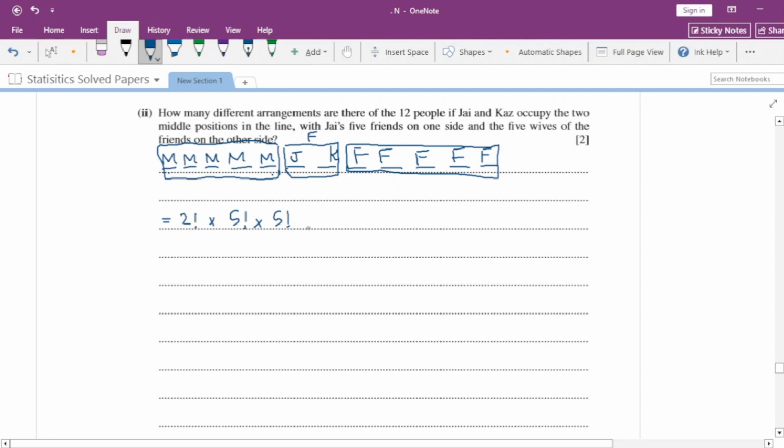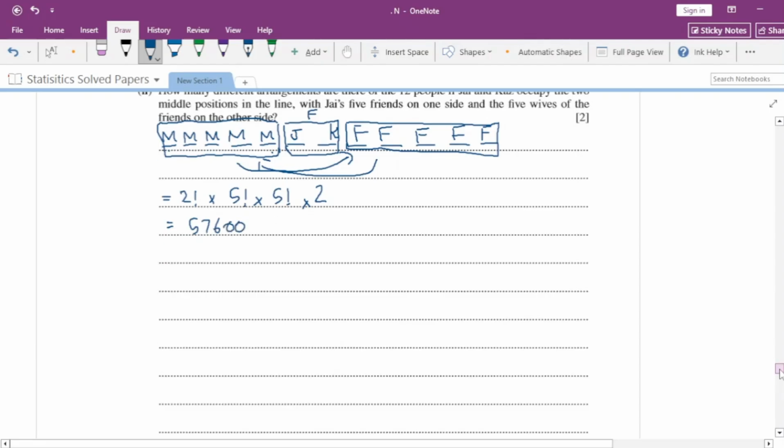Okay, but we now have another thing to add, and that would be multiplying with 2. Why? Because all of the males can be here, but the males can also be over here. This whole set could be on the right side, and this whole female set could be on the left side. The question did not specify that they will always be on the left. They said they could be on either side, but all the males and all the females must be together. So these two sets can also switch places, and for that we multiply by 2. So that would be 57,600 as the total number of arrangements.